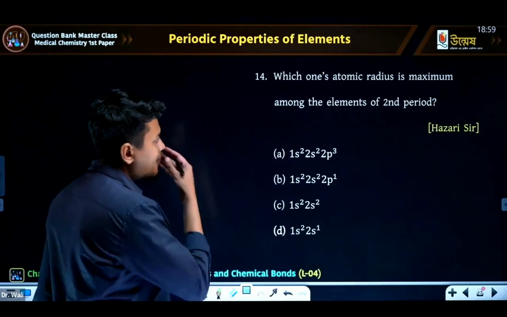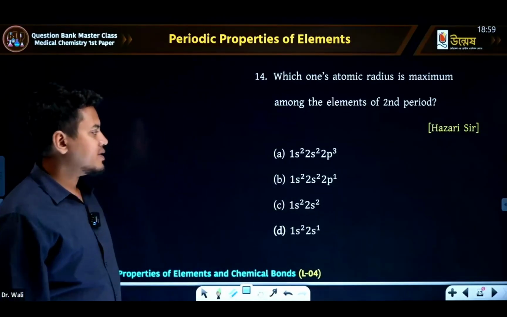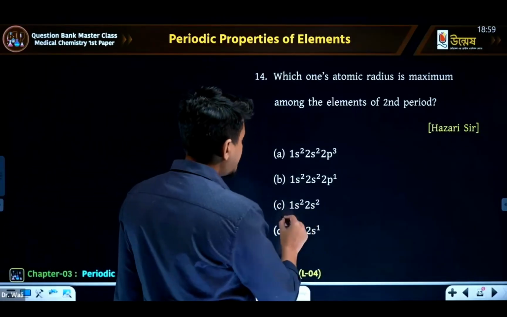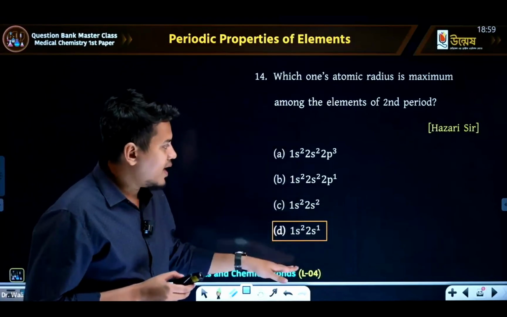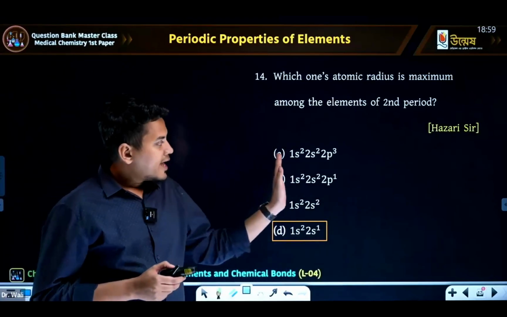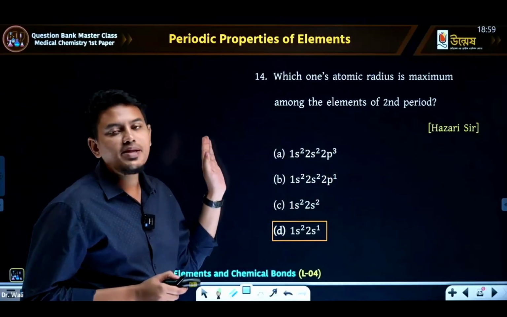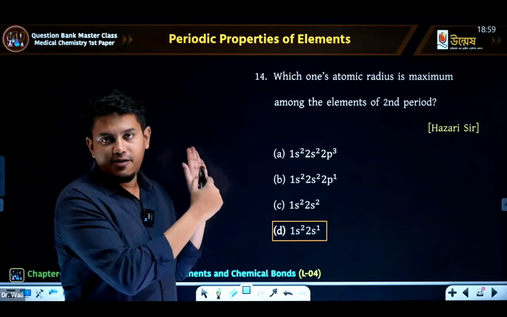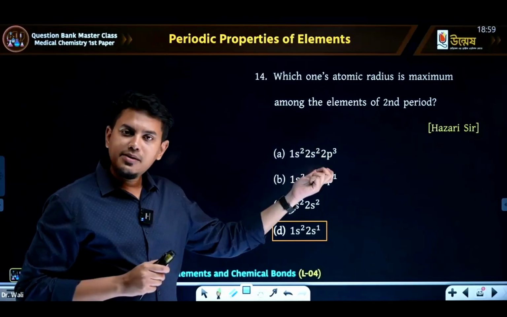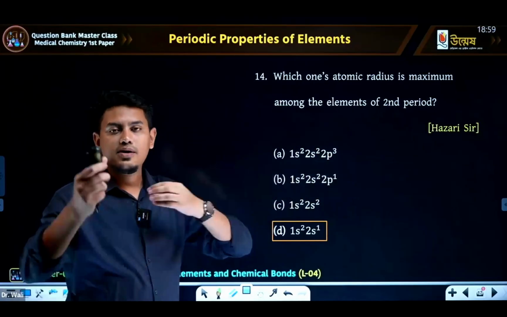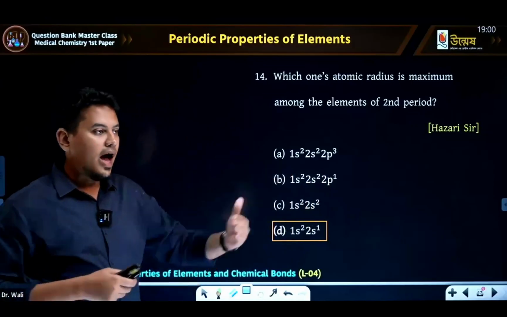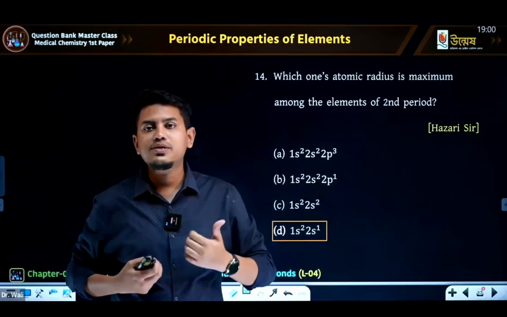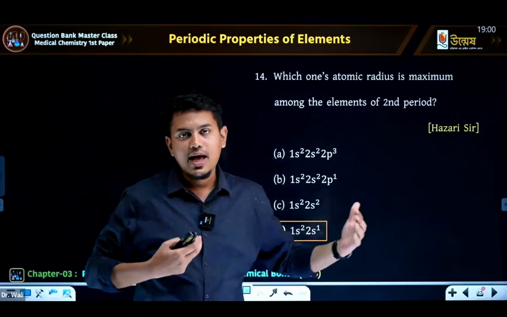Which one's atomic radius is maximum among the elements of the second period? Okay, atomic radius should be maximum for what? Certainly, the atomic radius will be more for this one. Why? Because all of them are located in the second period. But since the atomic number increases, they move from left to right. As we can see, the atomic number increases and the electron number increases as well. So the attraction between proton and electron gets increased. Since the attraction increases, the outermost shell gets pulled inward towards the nucleus. As a result, the radius gets shortened.